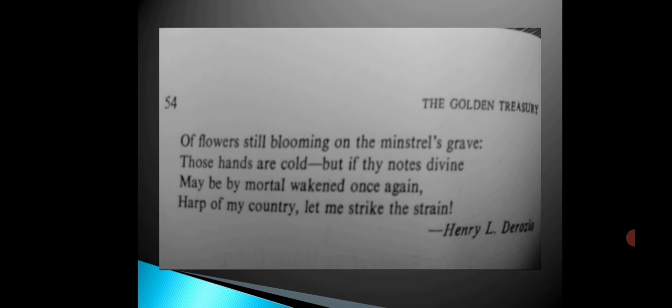"Of flowers still blooming on the minstrel's grave. Those hands are cold, but if thy notes divine may by mortal be awakened once again, harp of my country, let me strike the strain." In the last 2.5 lines, the poet is telling that those days are a matter of the past now, but he is hopeful and optimistic of the future. He is telling that if he is given the opportunity, he will try to revive that old glory. He will try to rejuvenate Indian English poetry from its moribund situation to a glorious future.